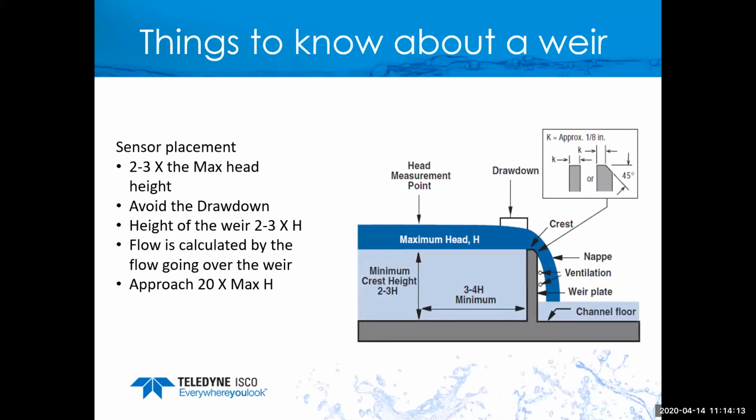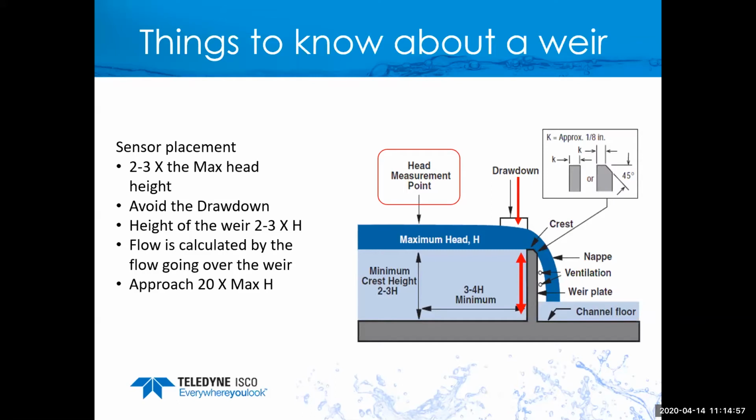Some of the things you need to know about a weir is the sensor placement. We need to know the measurement point, and all these settings are dependent on the expected flow rate through this particular channel. That's going to depend on where you place the level measurement, which will be 2 to 3 times the maximum expected head height going over the weir. We want to make sure that's far enough upstream to avoid the drawdown effect, because if you have it too close to the weir plate, you're going to get that drawdown, and it's going to give you a slightly lower level, which is again incorrect flow rates.